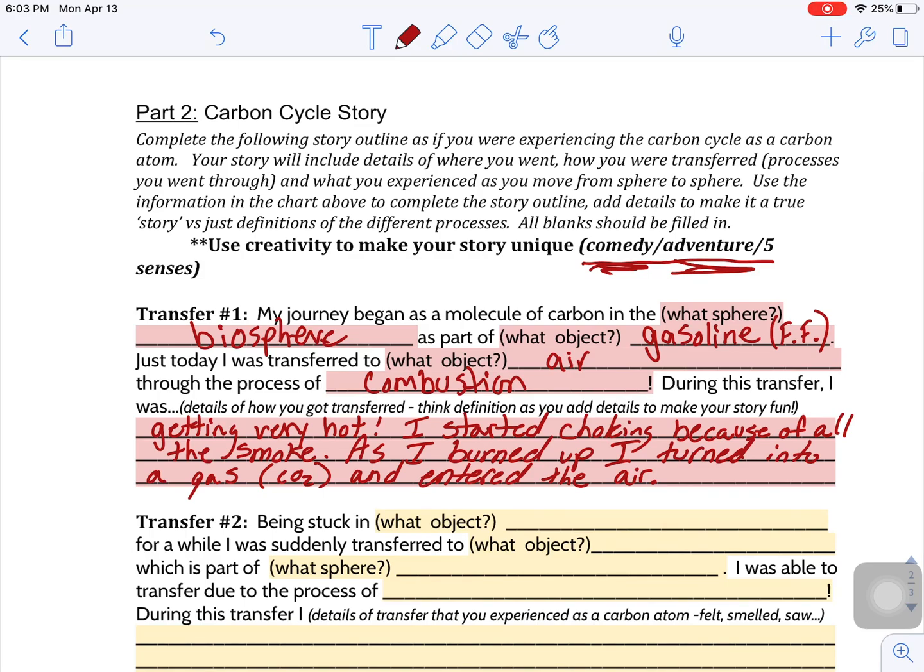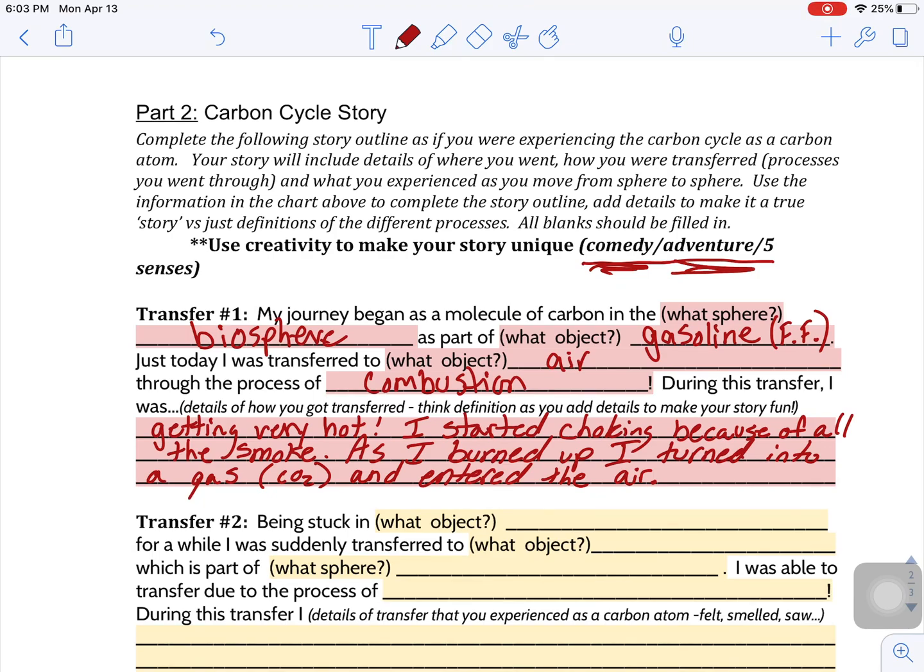My journey began as a molecule of carbon in the biosphere as part of gasoline or fossil fuels. Just today, I was transferred to the air through the process of combustion. During this transfer, I was getting very hot. I started choking because of all the smoke. As I burned up, I turned into a gas, carbon dioxide, and I entered the air. Now, you could probably come up with something a little bit more creative than that, but this is just an example to kind of get you going.